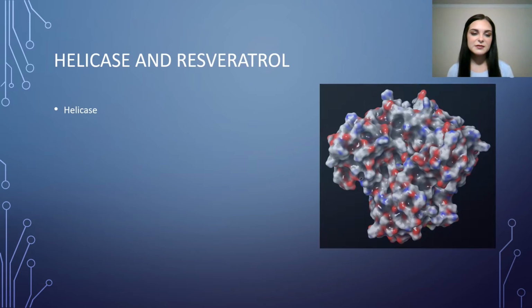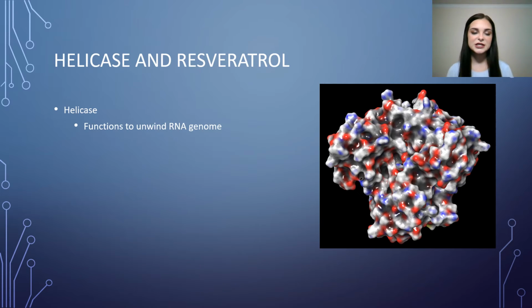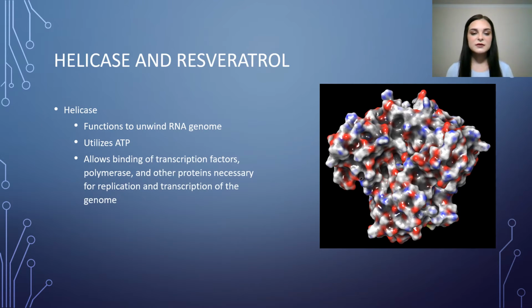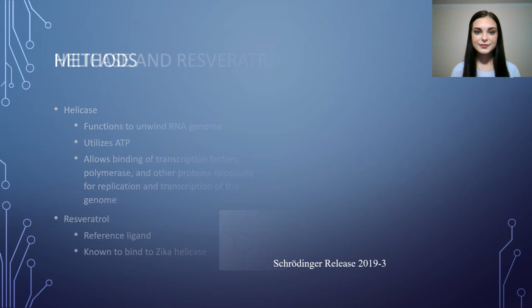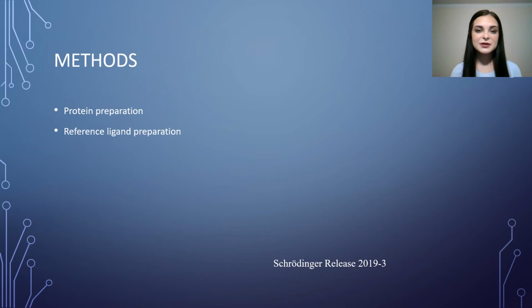The helicase enzyme functions to unwind the RNA genome. It does this by utilizing adenosine triphosphate. The unwinding of RNA allows for transcription factors, polymerase, and other proteins necessary for replication and transcription to bind to the genome. Resveratrol is the reference ligand in my research because it has been shown to bind to the Zika helicase enzyme.